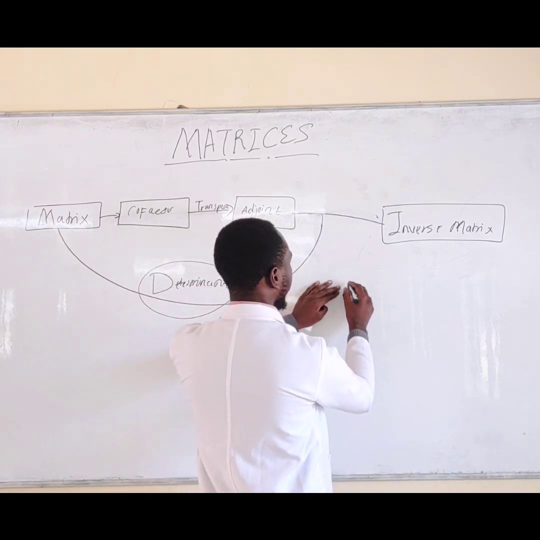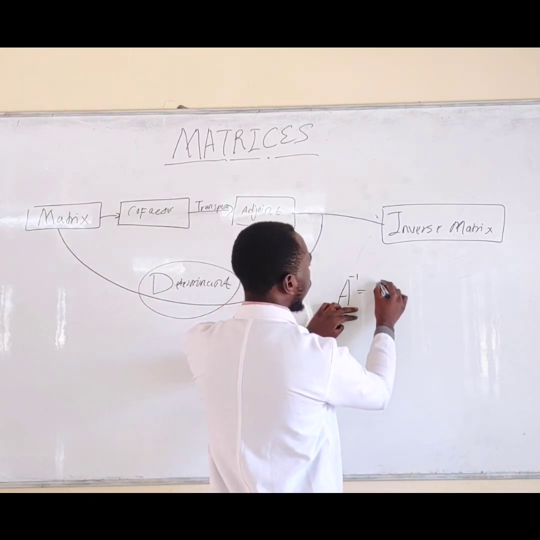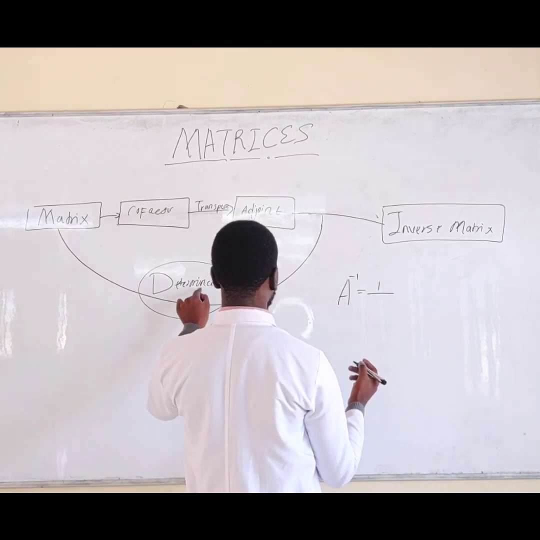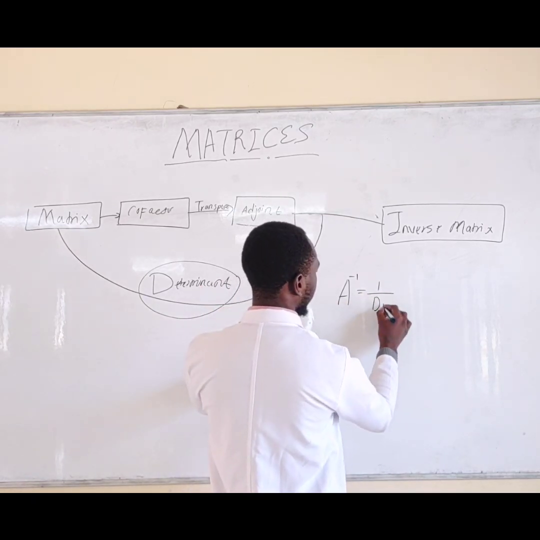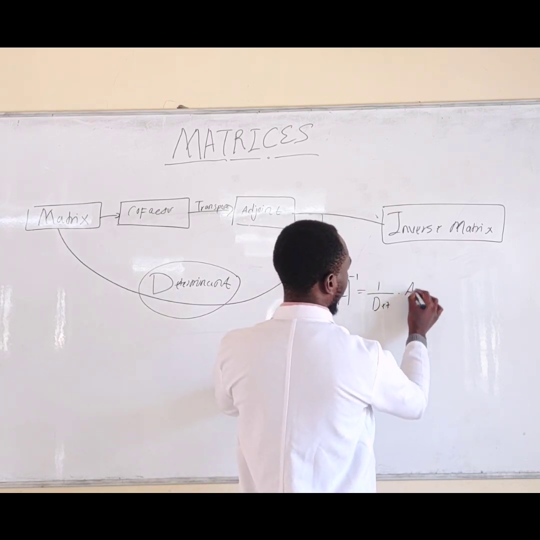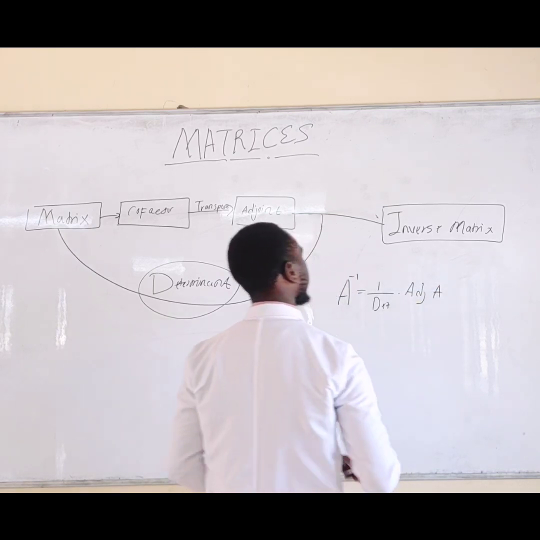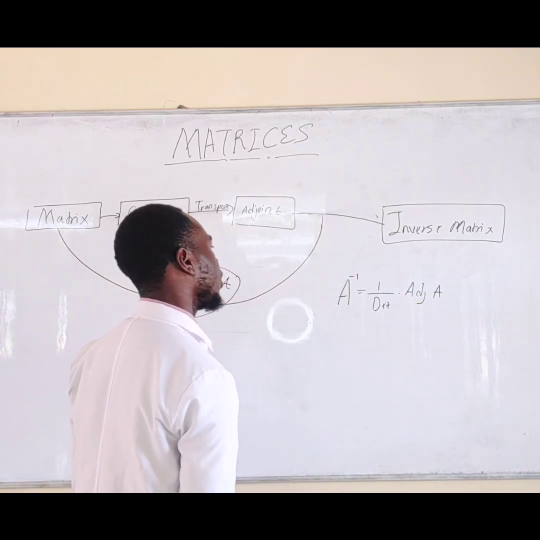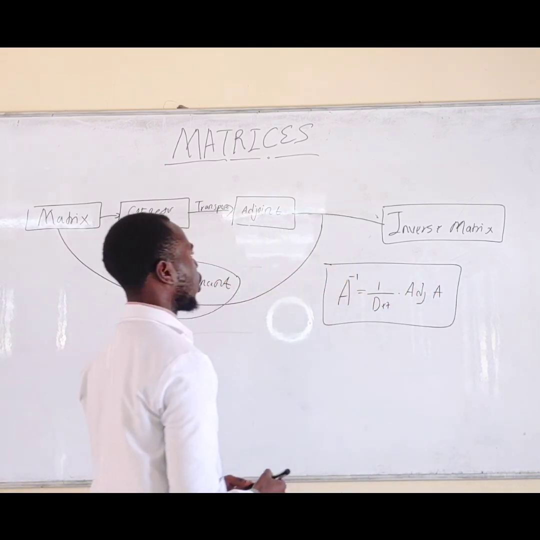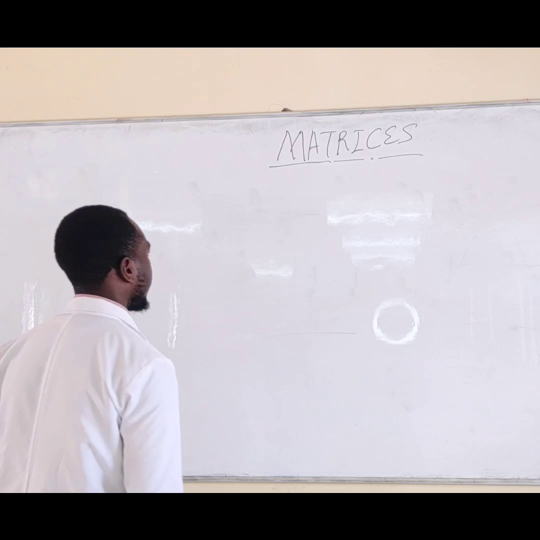So here you are going to say, to find the inverse, A inverse is equal to 1 over what? 1 over the coefficient. Which is the determinant. The determinant multiplied by what? Multiplied by the adjoint. The adjoint of matrix A. So this is what we call the pathway in order to produce your inverse matrix. Let's talk about the determinants.